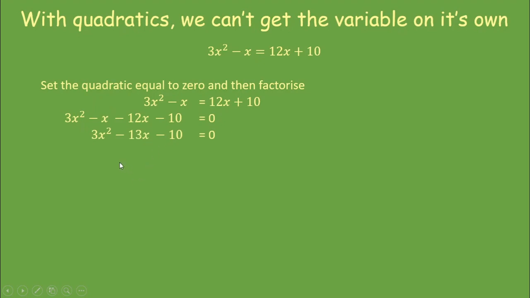Now, the quadratic, again, is a difficult one because there's a number in front of the x squared term. I can't divide everything through by that value. I can't divide everything by 3, so I'm going to need to split the middle term. Remember how we do that. I look at the first term, I look at the last term, I multiply them together, so that's going to be -30, and I think what numbers multiply to make -30, but add to make -13.